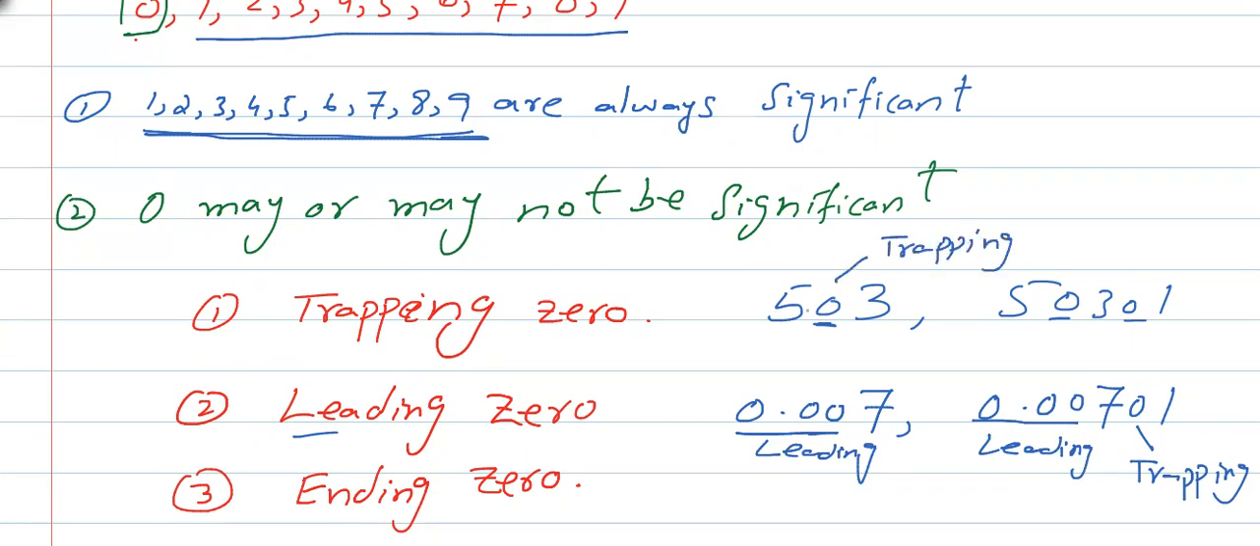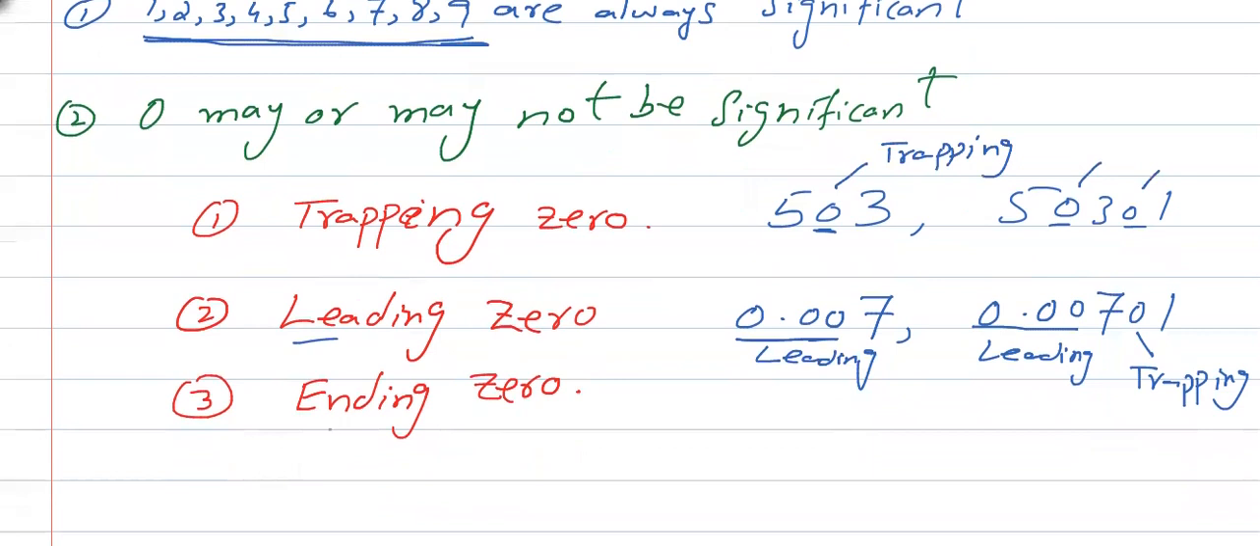Why trapping? Because between 5 and 3, this is trapping, this is trapping. Clear? Now, next one is ending 0. Ending 0 is that comes at the end. Like these two zeros are ending 0 because they are coming at the end.